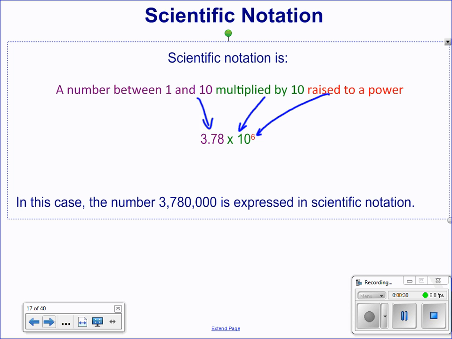So that's what scientific notation is: a number between 1 and 10, 1 or bigger and then less than 10, multiplied by 10 raised to some power. Our power is really an exponent. When we think powers, we're thinking exponent. In this case, we have the number 3,780,000 as an exponent in scientific notation.